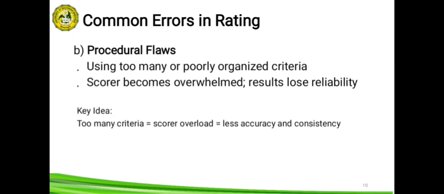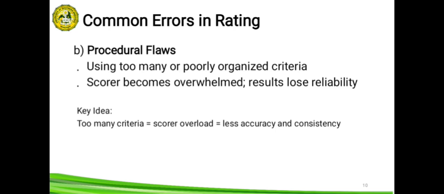Procedural flaws. This happens when there is a problem in the way the rating or scoring is done, not necessarily in the rubric itself. In other words, the procedure or process of rating is the problem, not the tool. This is where using too many or poorly organized criteria means that sometimes teachers put too many indicators in one rubric, thinking it will make the assessment more complete, but instead, it becomes too long and confusing to use effectively.